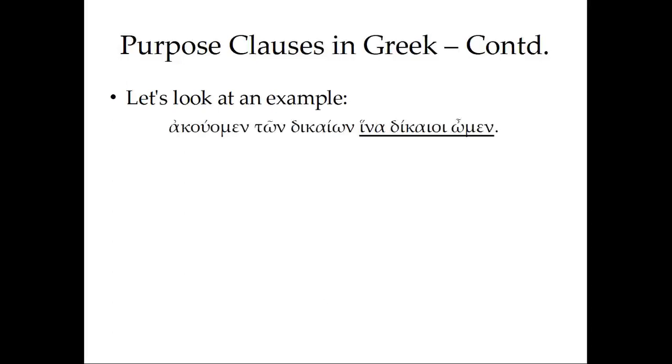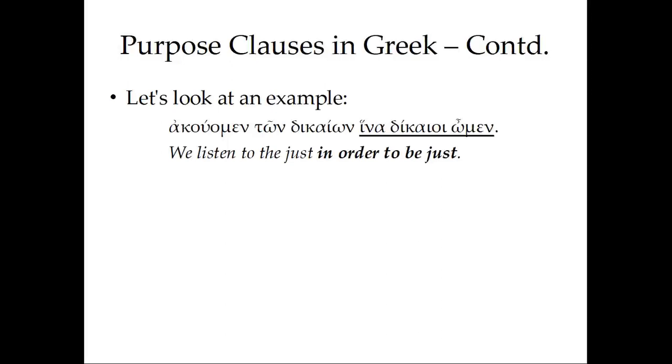Akuomen ton dikaion hina dikaioi omen. So our first ingredient: we listen to the just in order to be just. Akuomen, we listen to or hear. Ton dikaion, the genitive of the adjective being used as a noun here. And we use the genitive with the verb akuo when we're talking about whom we are listening to.